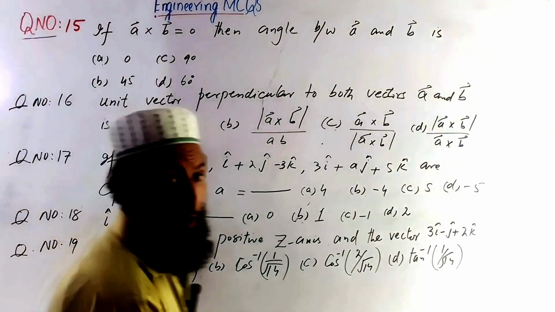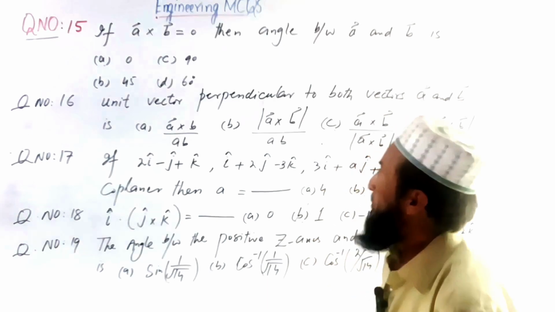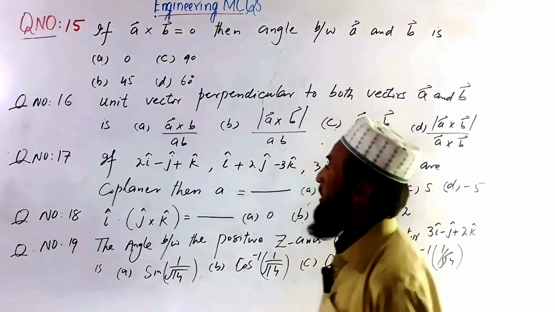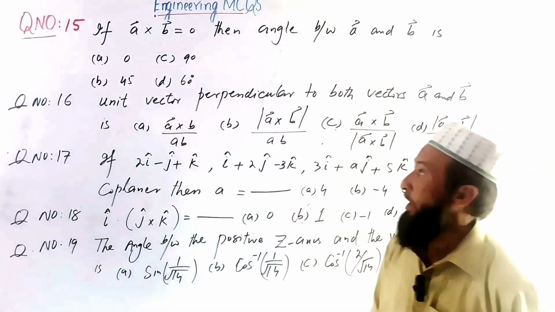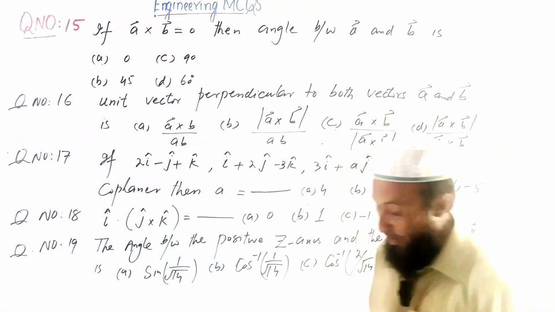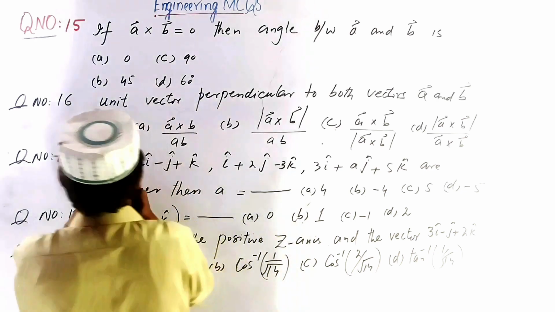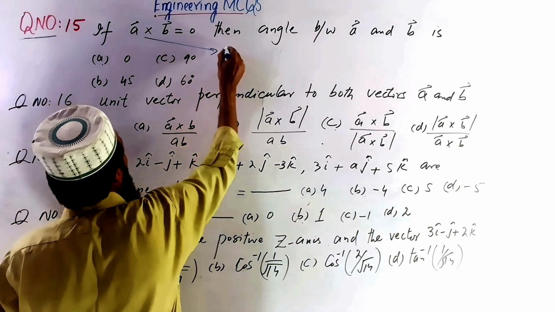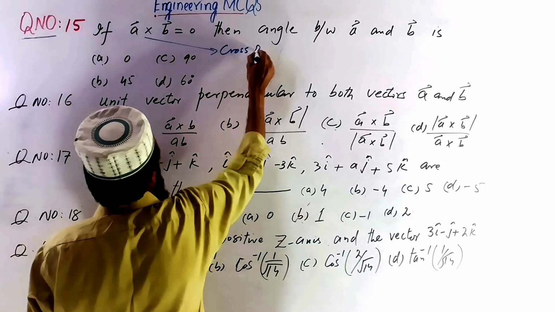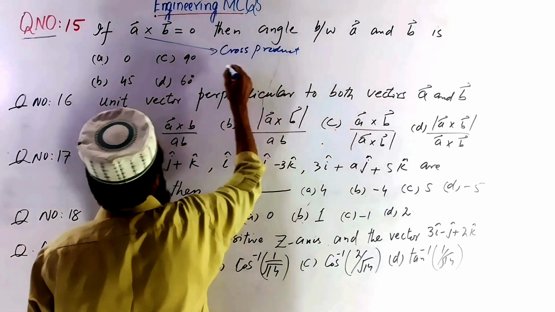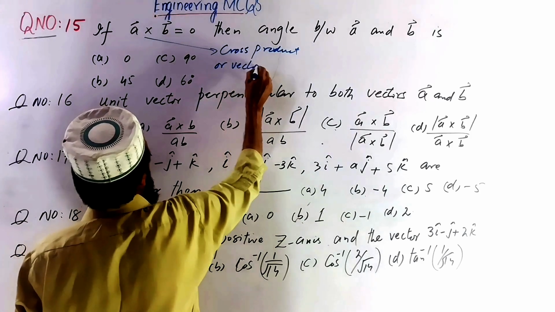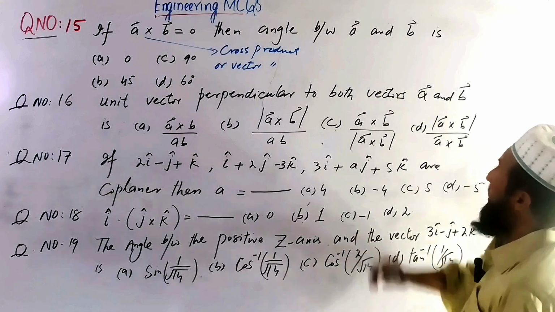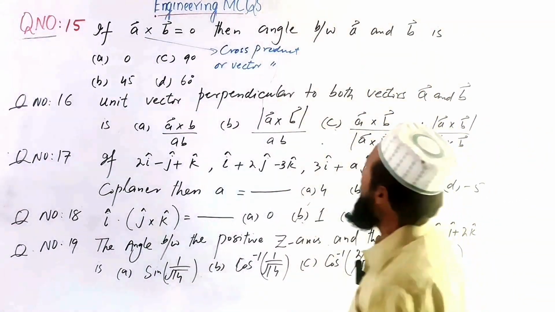Hello viewers, we are proceeding to question number 15. If A cross B is equal to 0, where A cross B is the cross product or vector product, then the angle between A and B is equal to what?